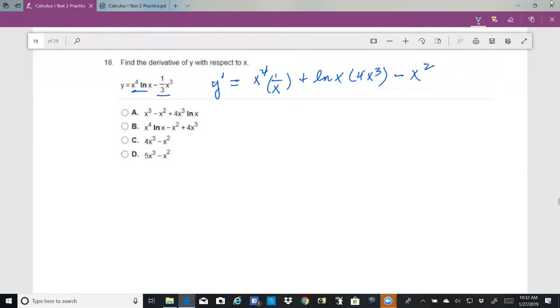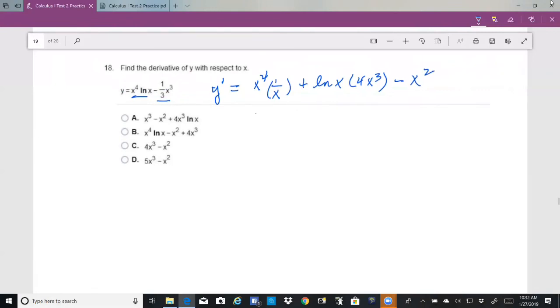So rewriting this, we get x cubed plus 4x cubed ln of x minus x squared, which is answer A.